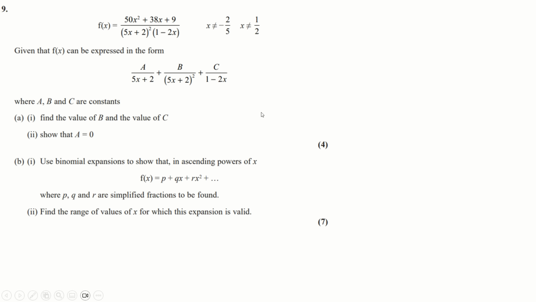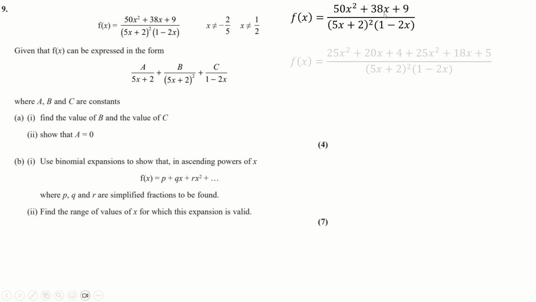Anyway, question number 9, how do you do partial fractions without doing partial fractions? Because obviously I'm not allowed to do that. Well, you just be a legend instead, because it's actually pretty easy. What you do is you start with the correct thing, and then you say 50x squared. Well, that's just 25x squared plus 25x squared. And 38x is just 20x plus 18x. And 9 is just 4 plus 5. I mean, that's, I think, a fairly obvious first step to do.